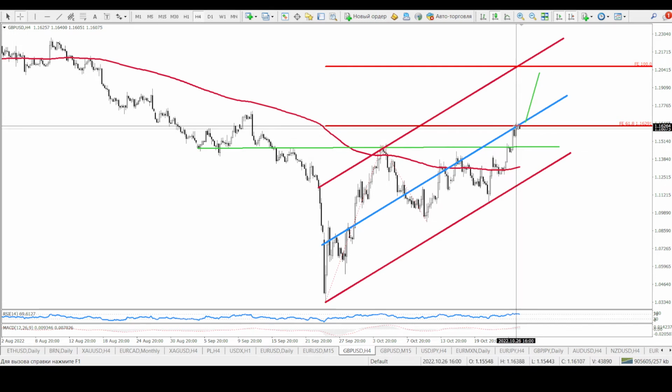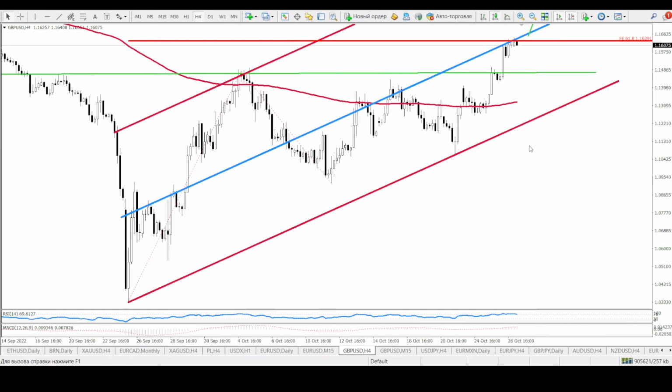And right now, this is the first Fibonacci extension target, which is 116.30, and price is near the resistance area. They reached the middle part of the upgoing tendency, and this is the upgoing channel. These are the red lines, and the blue one is the middle part.